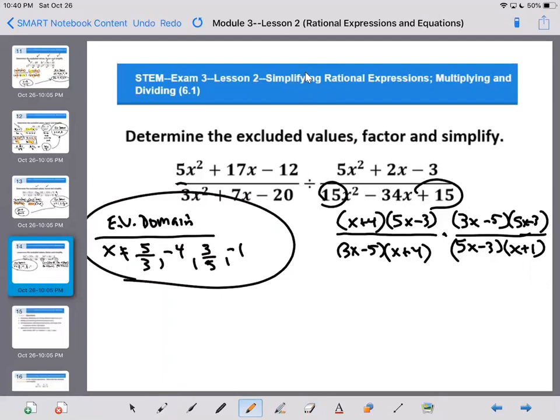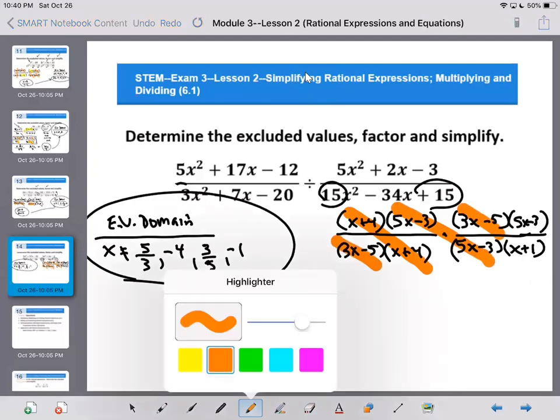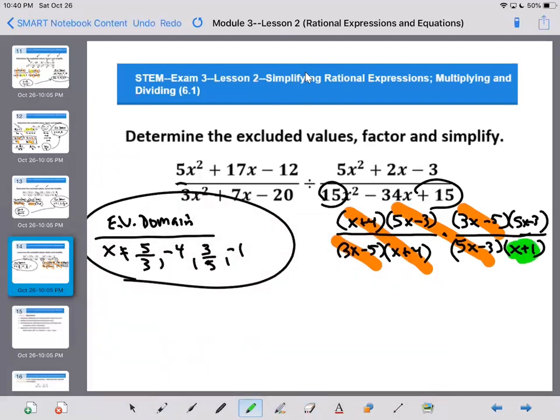x plus 4, those will divide out. 5x minus 3, 5x minus 3, 3x minus 5, 3x minus 5. So what we're left with is x plus 1 in the denominator, 5x minus 3 in the numerator. Again, that's a very tedious problem when there's lots of factoring, but I wanted you to see how difficult they could become with all the factoring and the algebra that's involved there.